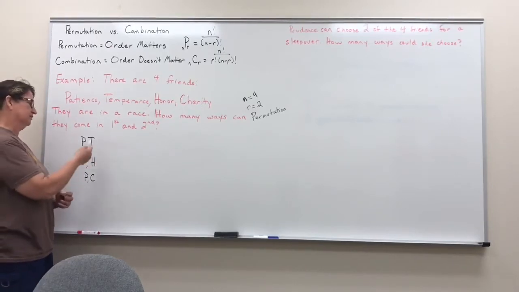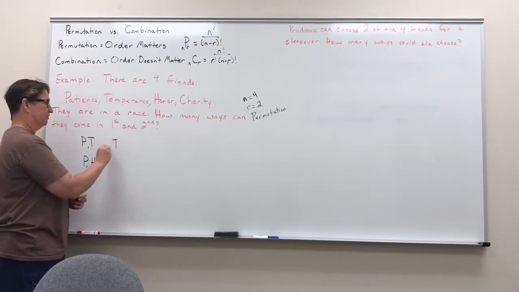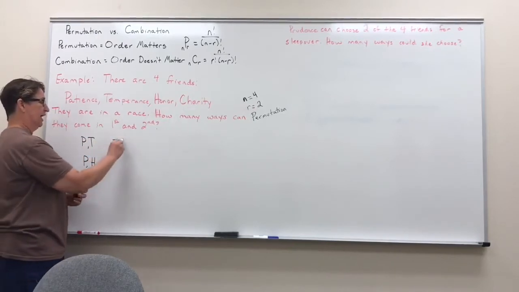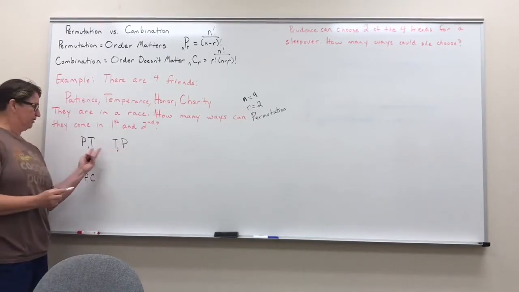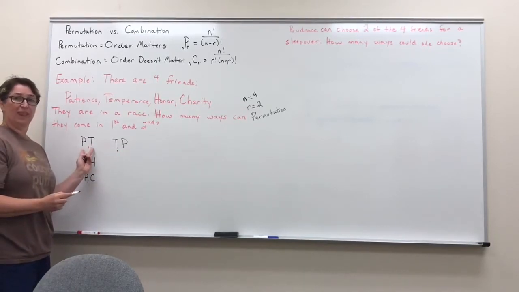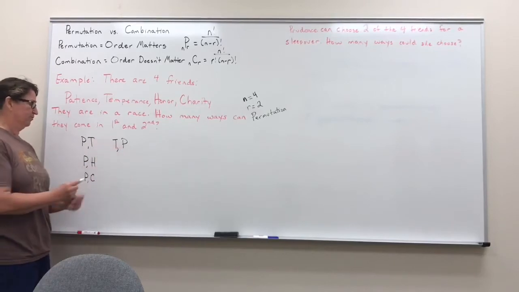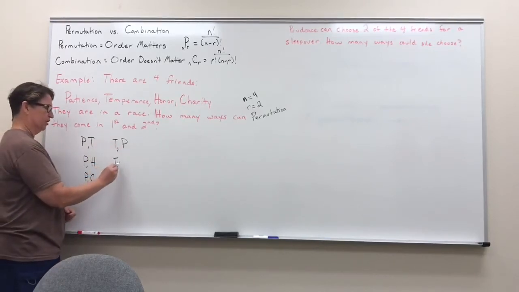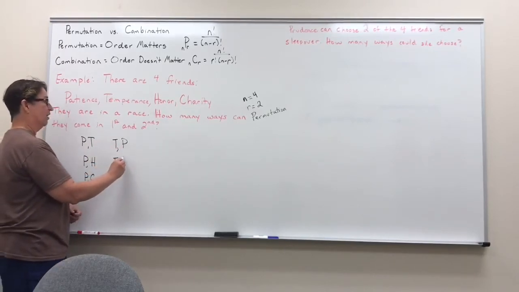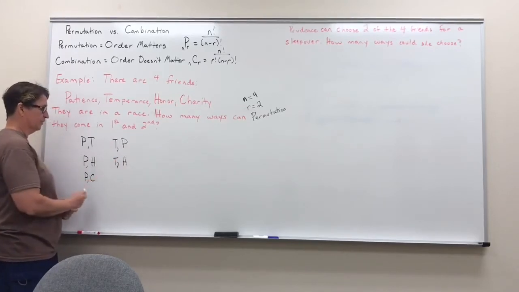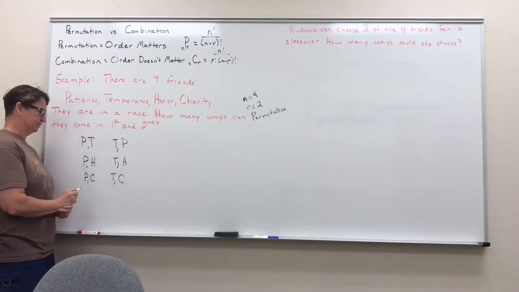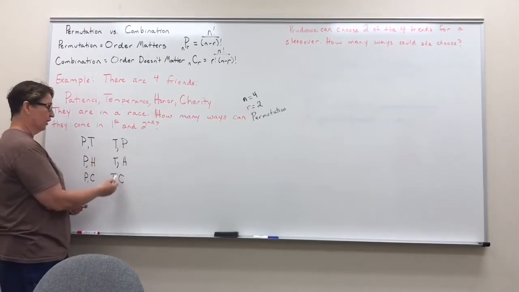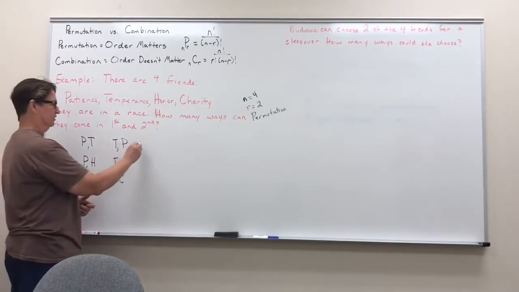Let's do it with temperance now. Temperance could come in first, and patience could come in second. Notice that this is different than that because the places were different. Here, temperance could come in first and honor could come in second. Temperance could come in first and charity could come in second. Those are all the ways that temperance could come in first.